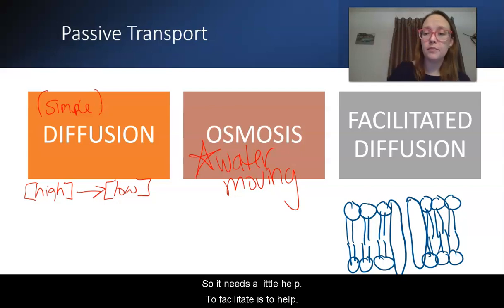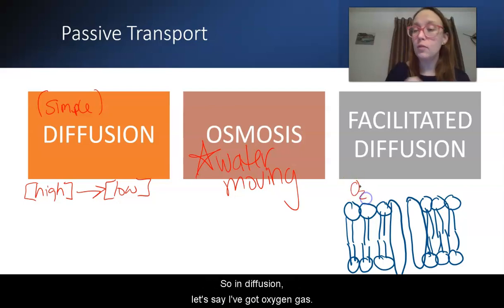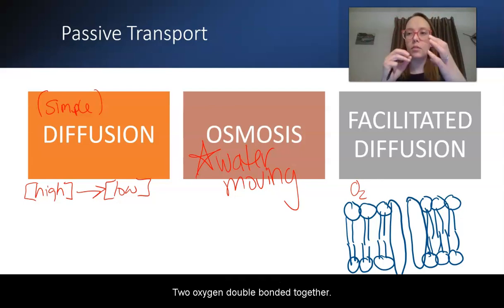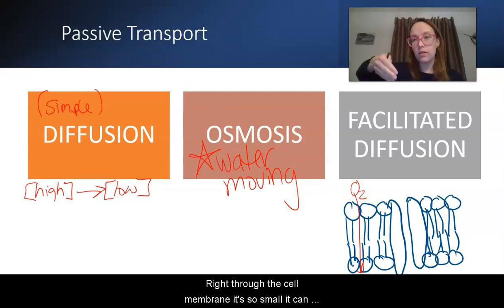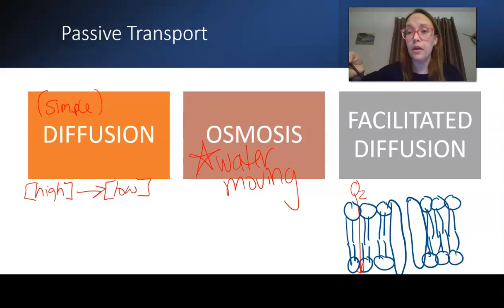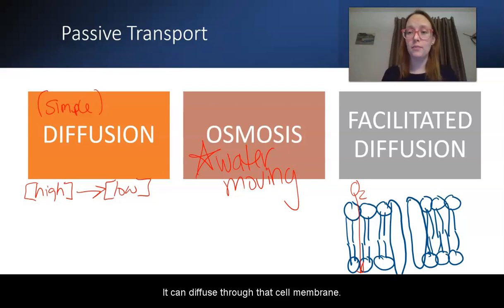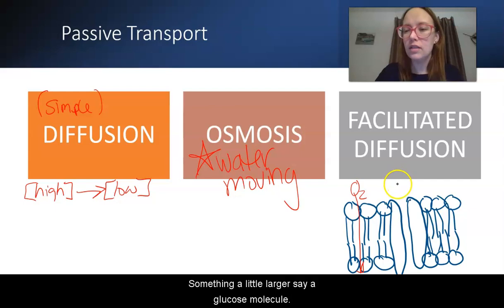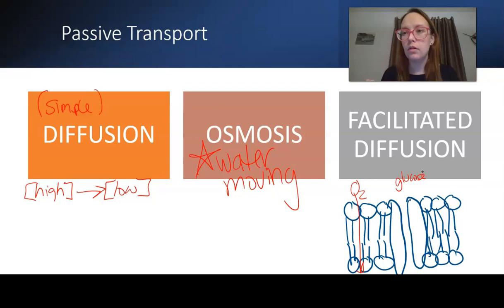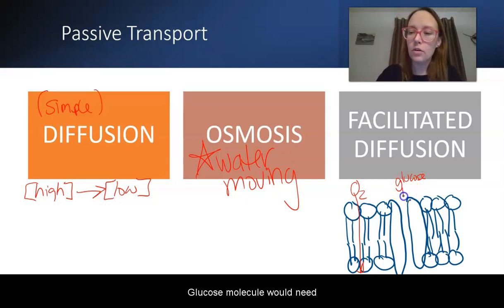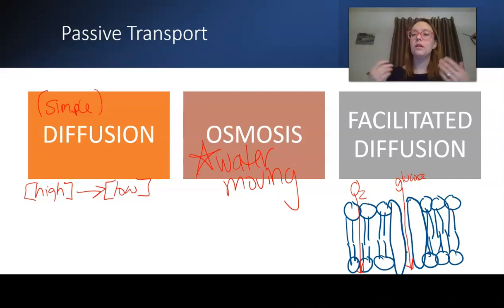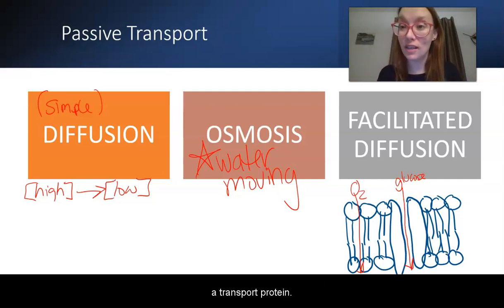So in diffusion, let's say I've got oxygen gas. Remember we talked about oxygen gas just a little while ago. It's really tiny. It's 2 oxygens double bonded together. That's it. That can scoot right through that cell membrane. It's so small, it can just go right through. It can diffuse across that cell membrane. Something a little larger, say a glucose molecule, it's not huge, but it's a little too big to squeeze through those spaces. A glucose molecule would need a transport protein.